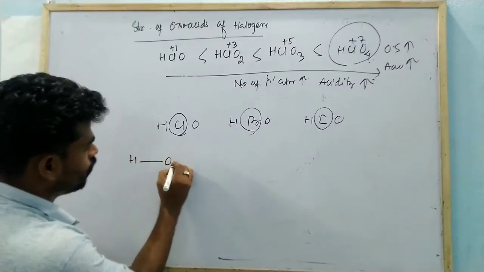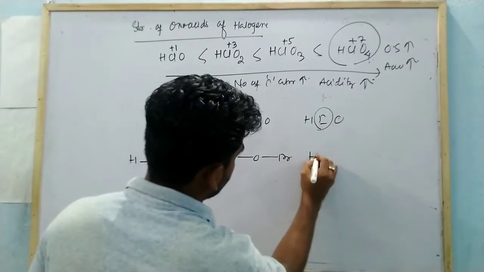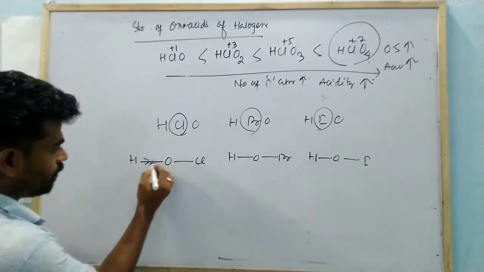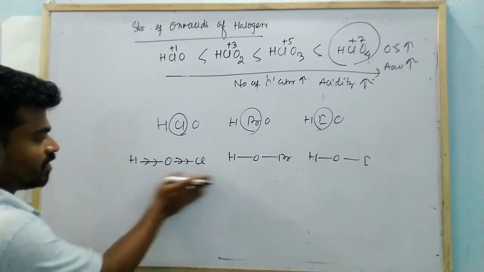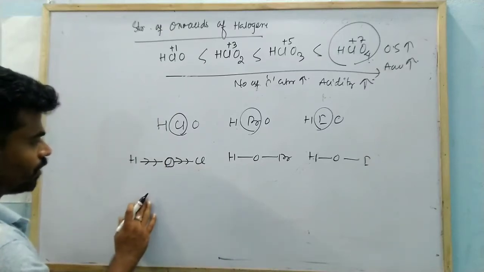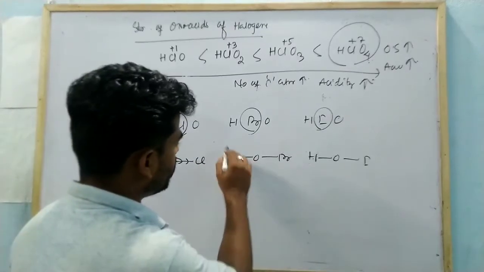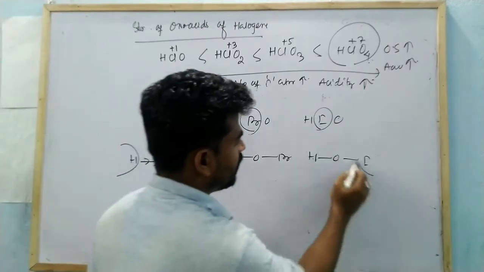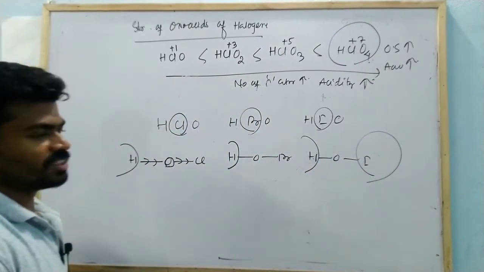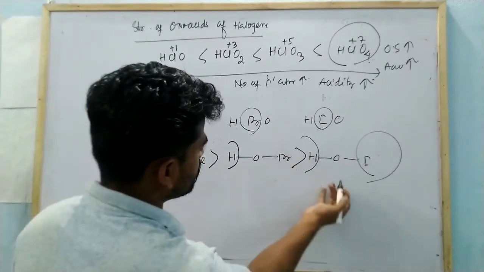HOCl, here HOBr, HOI. You see, chlorine is more electronegative, so it drags the shared pair of electrons towards itself, including the electronegativity of oxygen. So removal of the proton is easy here. Bromine is less electronegative than chlorine, so there is a little bit of difficulty there. Iodine is very less electronegative in nature, so it is very difficult to release this proton. So acidic strength will definitely be more for this one than that one.